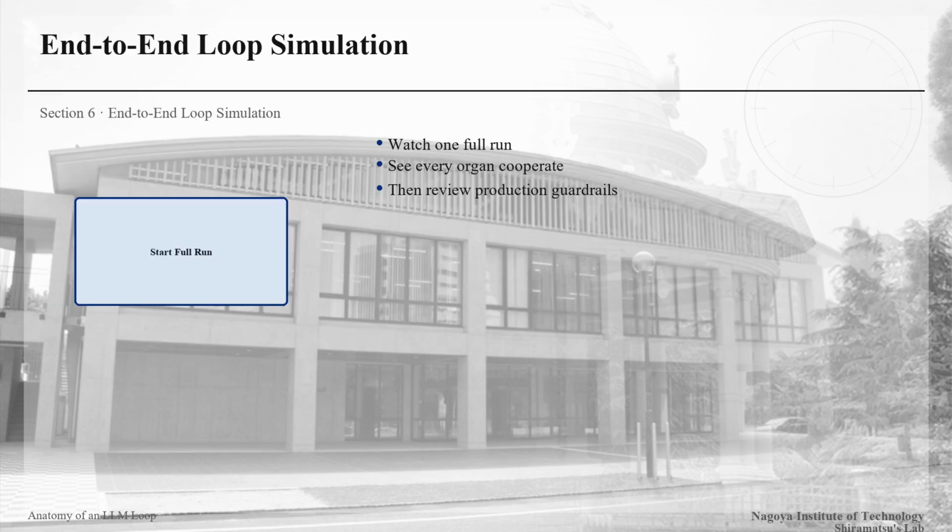Section 6 walks through an end-to-end loop simulation and key production practices. Turn 1, the user asks for a stock price and 10% tax. The trigger creates state, and the generator chooses search.